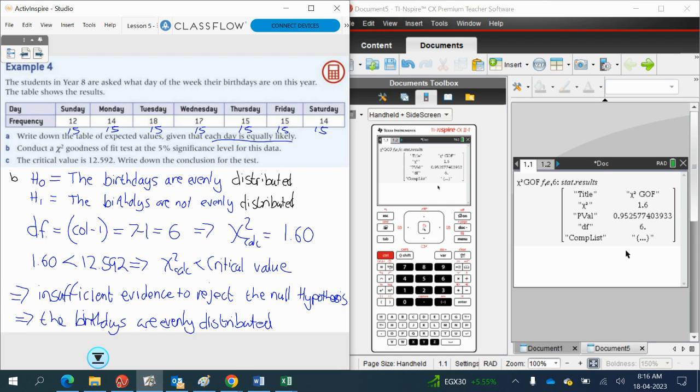If the amount of variation in the data was much higher, the chi-squared calc value would be bigger than the critical value. And in that case, there would be sufficient evidence to reject. And then categorically, we would state that the birthdays are not evenly distributed. But in this case, there isn't that much variation, which means there's insufficient evidence here to reject the null hypothesis. So it implies that quite probably the birthdays are evenly distributed.